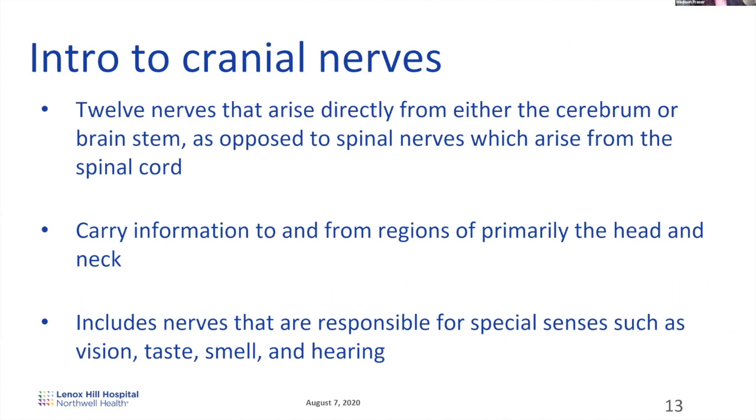And the other special thing about some of these nerves is that they include a lot of the special senses. So things such as sight, smell, hearing are all included in the cranial nerves, and it's why they're so important. You can move forward, Ben.